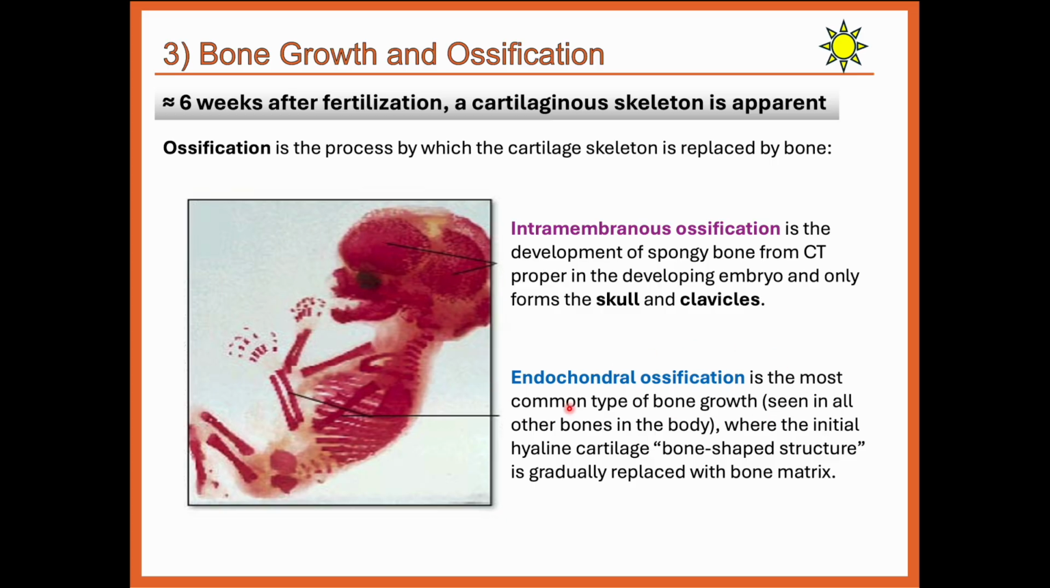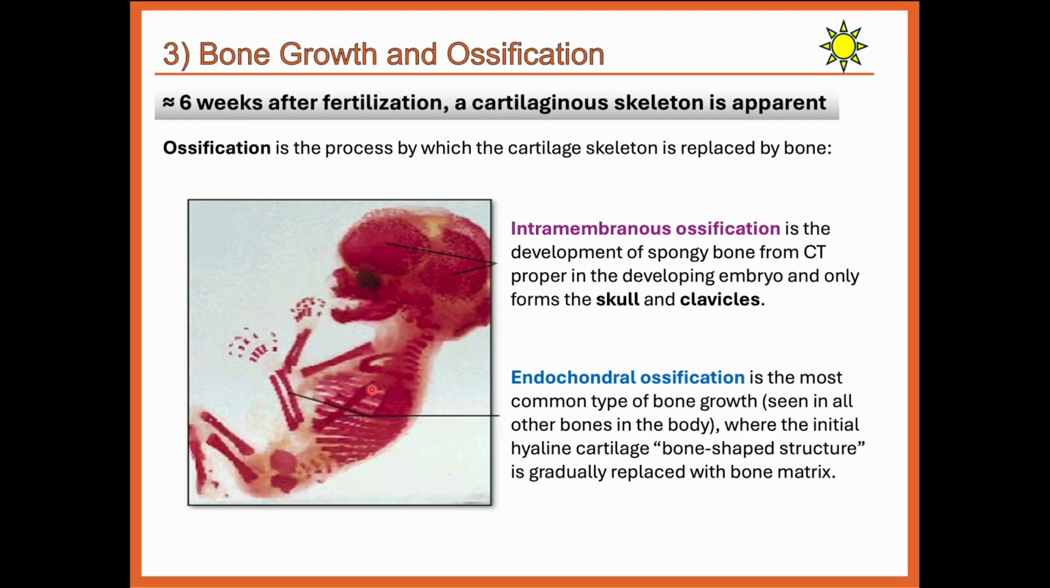Endochondral ossification is the most common type of bone growth. It's seen in all other bones of the body, where the initial hyaline cartilage in the fetus is the bone-shaped structure that gradually gets replaced by bone. So all of these long bones here are just cartilage in week 6 of fertilization, and then they slowly get ossified. They get turned into bone.